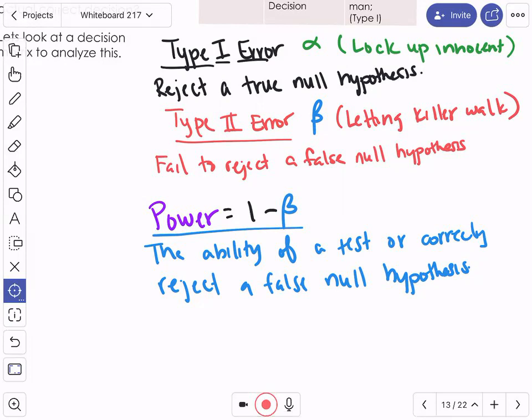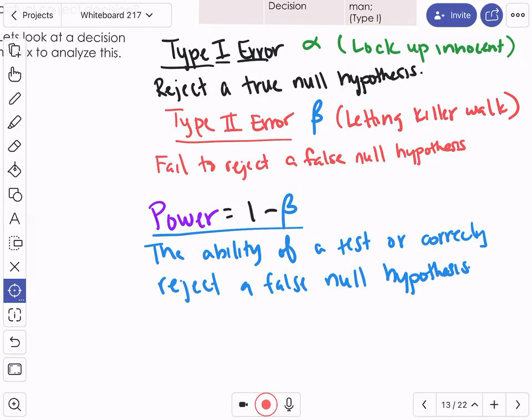Likewise, if I say that, hey, locking up innocent people 5% of the time is way too much, I can decrease my alpha level. And as a matter of fact, alpha is the level that you can set however you want to set it. So I can say I don't want to lock up innocent people 1% of the time. But in order to do that, what does that mean? I got to let more people walk, right? What kind of people am I letting walk more now? I'm letting my killers walk more.